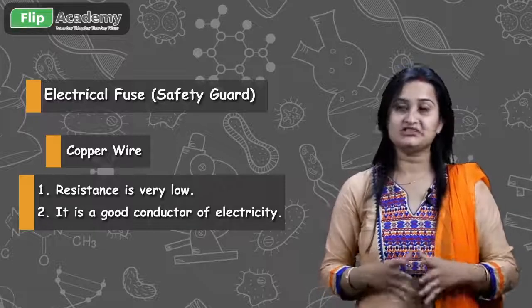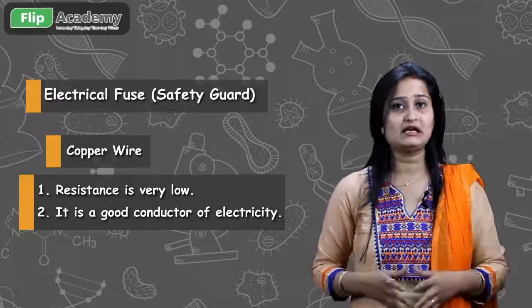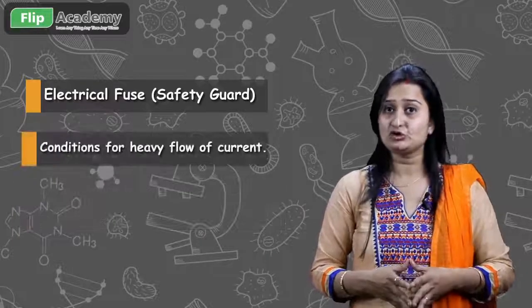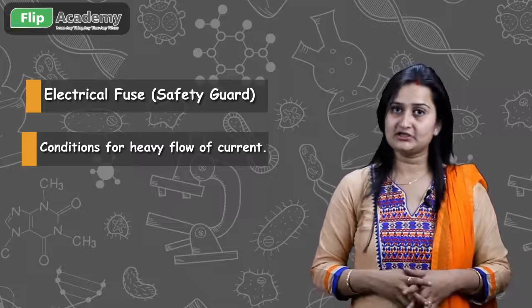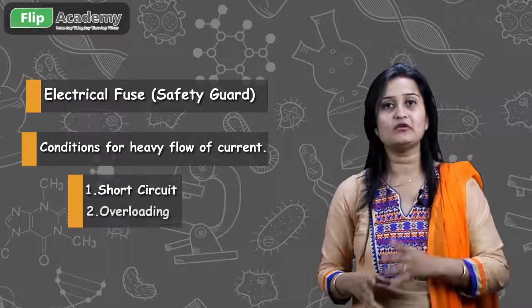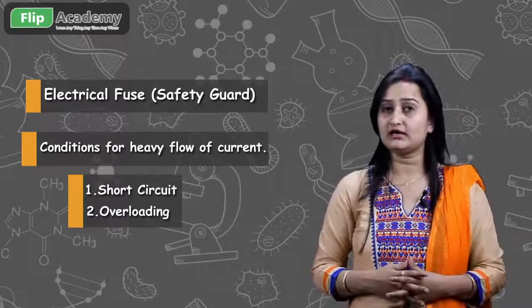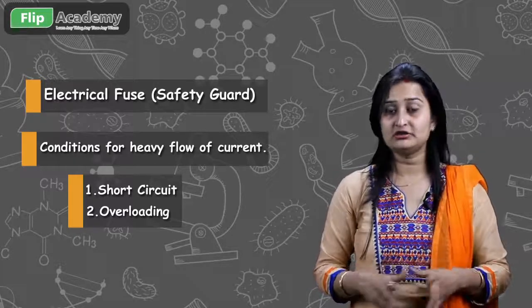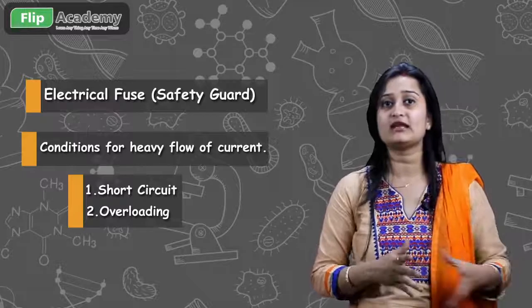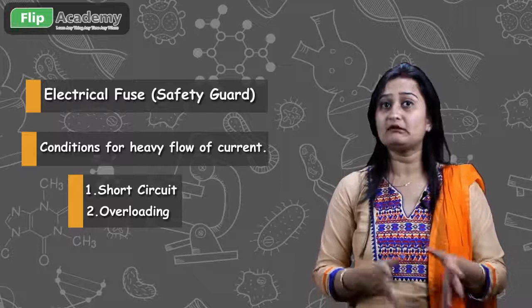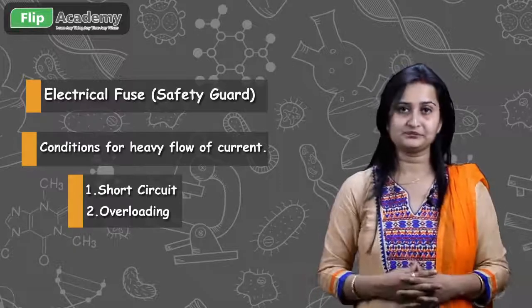Now, as the current passes through the copper wire, in some conditions there is a heavy flow of current. What are these two conditions? The two conditions are the short circuit and the overloading. So whenever the short circuit or the overloading occurs, the heavy current flows through the live wire and it may give the chances of developing a fire or a spark.